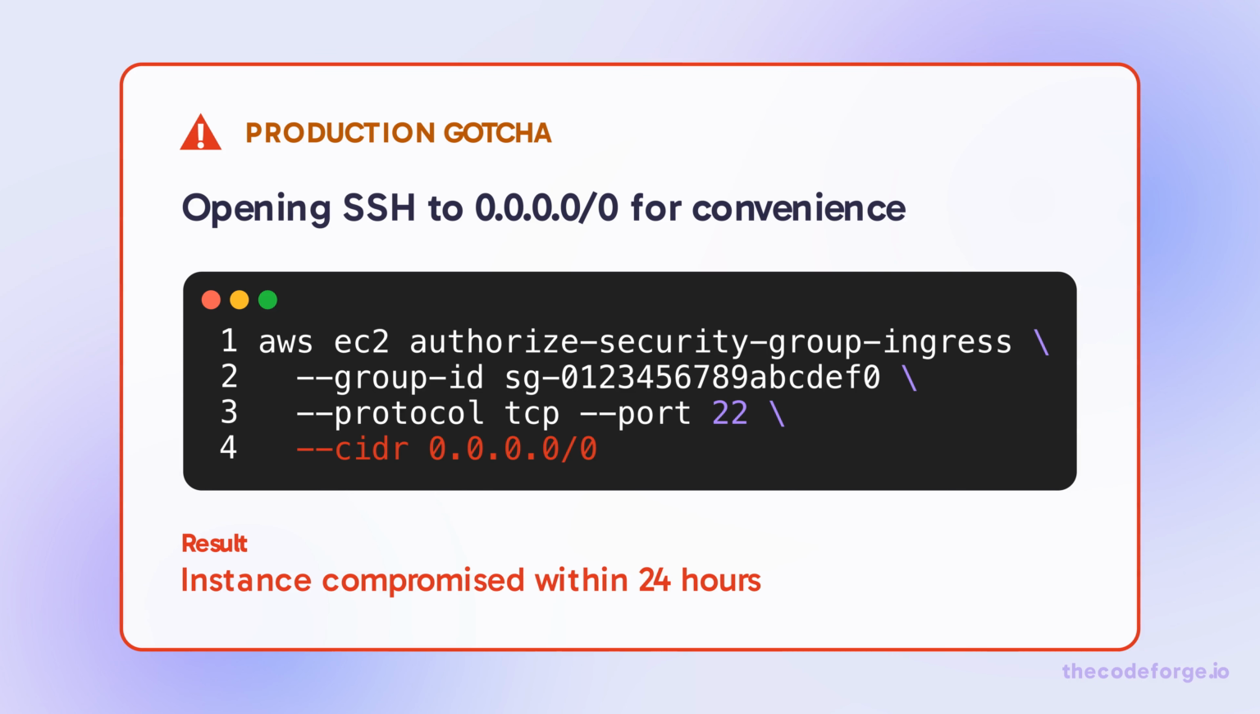This is the exact command that caused the $2,300 incident. The bad line is the CIDR 0.0.0.0/0, which allows SSH from any IP on the internet. Never use this for any management protocol. Always restrict to your specific IP or use Session Manager.